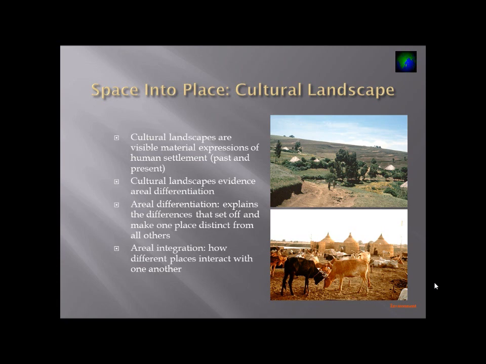Cultural landscape. Cultural landscapes are visible material expressions of human activity and settlement, past and present. They evidence what we call areal differentiation, explaining the differences that set off one place and make it distinct from others. Areal integration is how different places interact with one another, those who don't have a particular resource that others either plant or have. These two illustrations show different cultural landscapes.